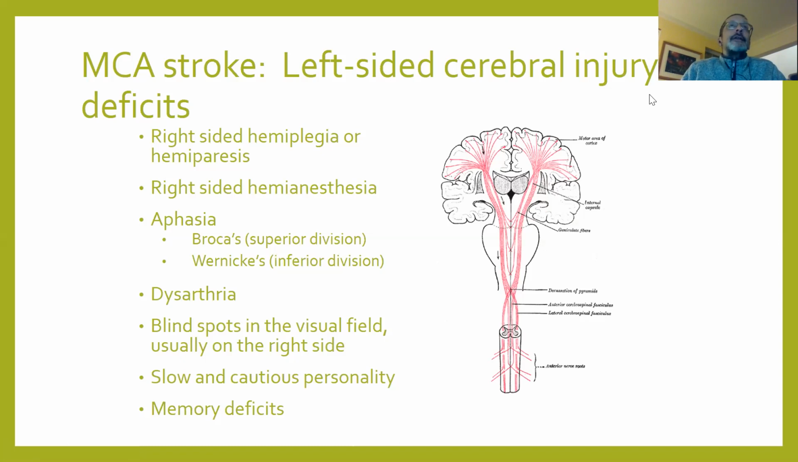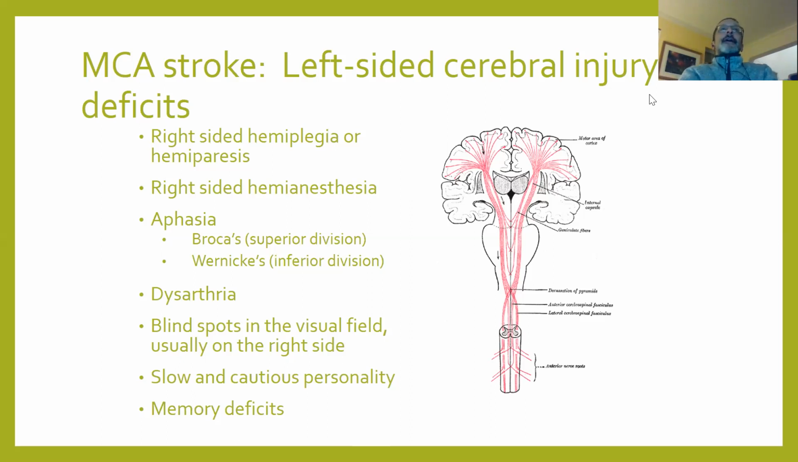So you're going to have right-sided hemiplegia or hemiparesis. Plegia is weakness. Paresis is paralysis. So one-sided weakness or paralysis. Right-sided hemianesthesia. So this sensation type of thing is going to be impaired.